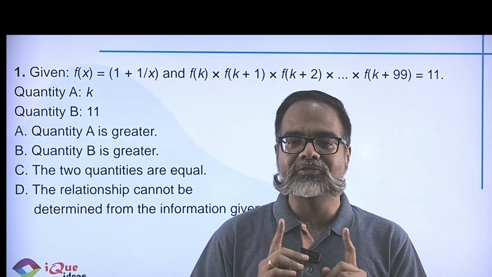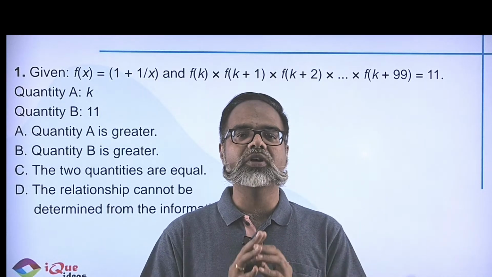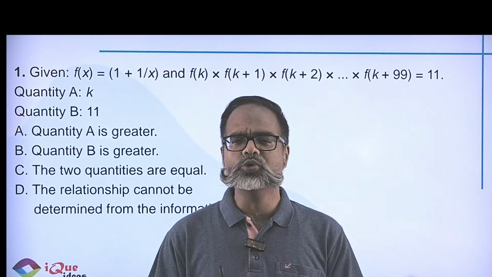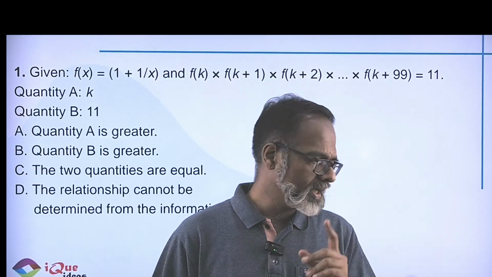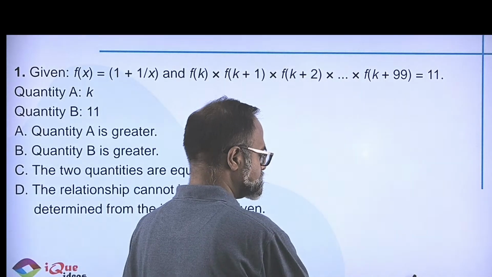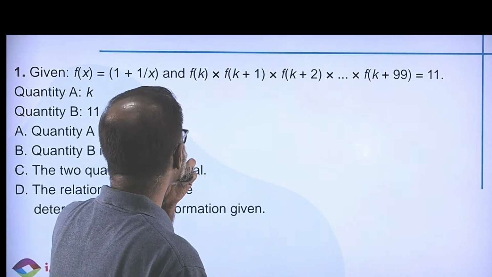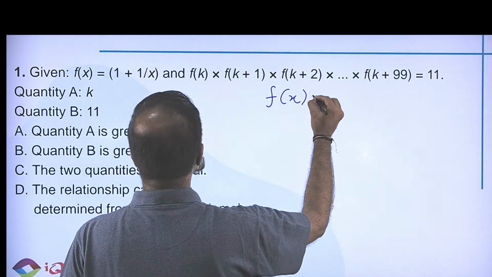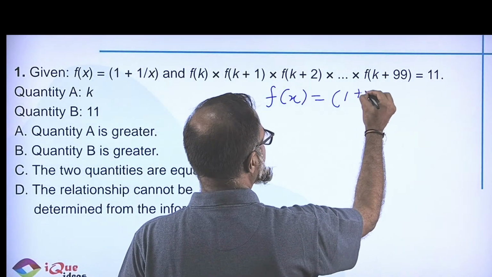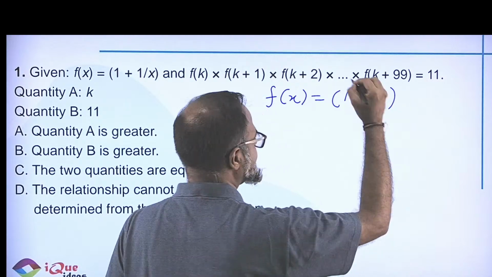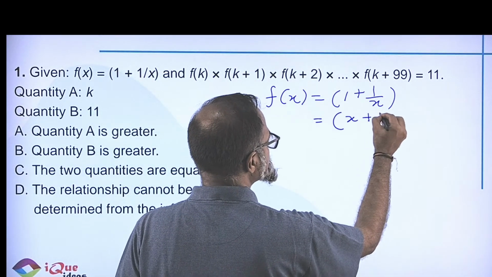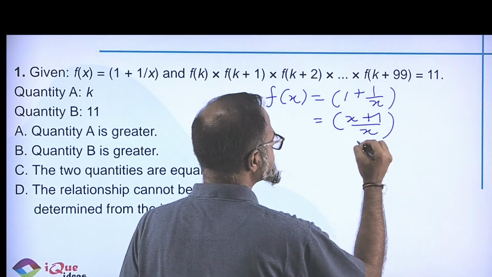For functions, my funda is simple. Try to work out the first few terms of the function if possible, and usually you will see a pattern, right? So let's take a look at how this particular question progresses. The very first thing I'm given is that f of x is defined as 1 plus 1 upon x. So that means this is nothing but x plus 1 the whole upon x.